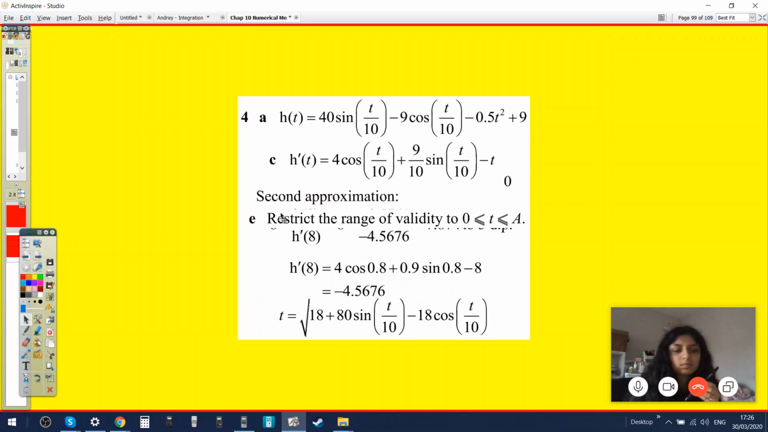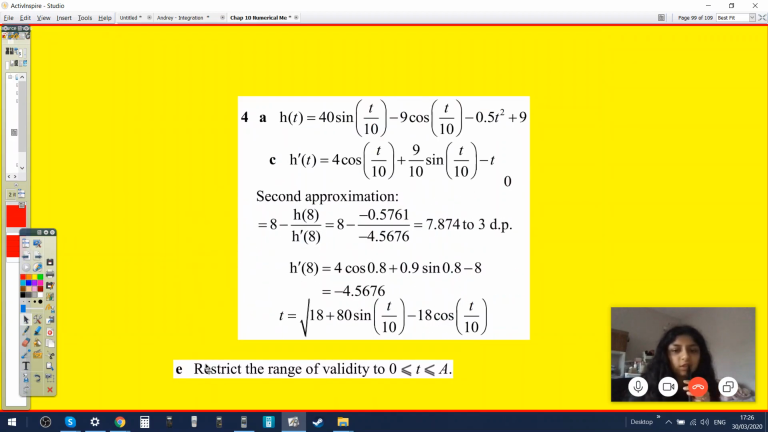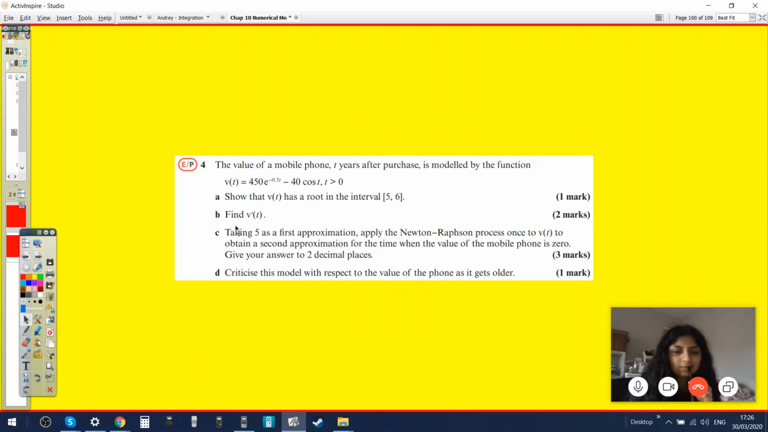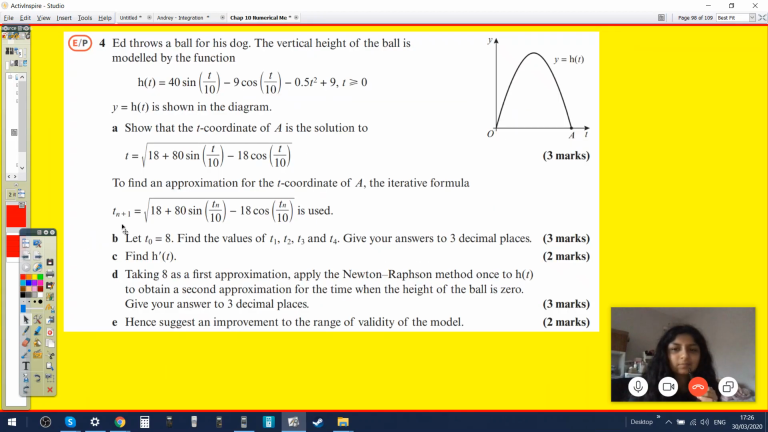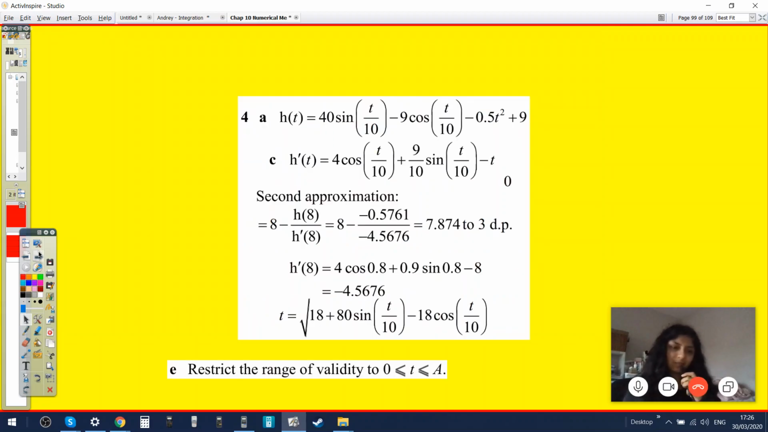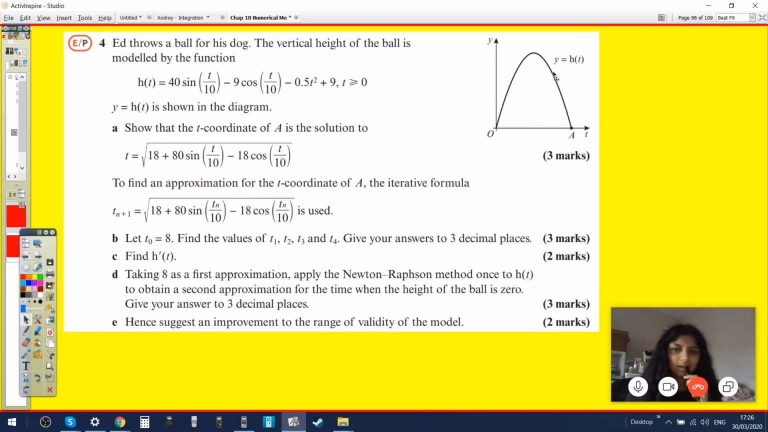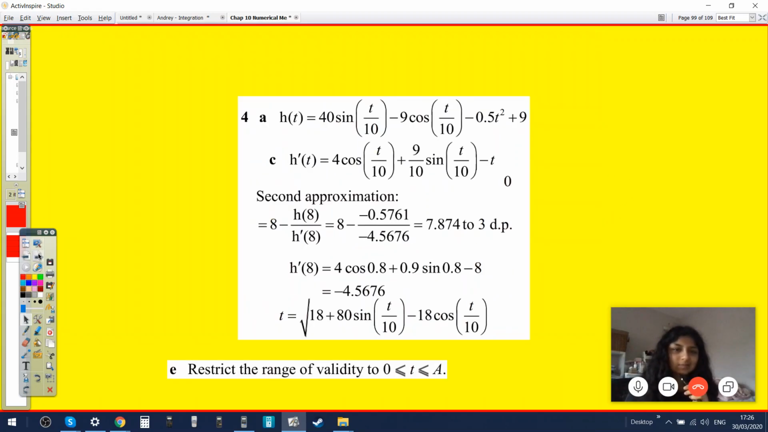Let's see. Restrict the range of validity to between 0 and A. Or restrict it to 0 and A. Yeah, there you go. How is that an improvement if it's already like that? I think it's because if you subbed in A plus 1, you'd get a negative value. Okay. I think that's what it's about. Yeah, I think it's going to be like a sine wave type of thing, and it's going to go underneath. But it's a ball. How can it have a negative height?